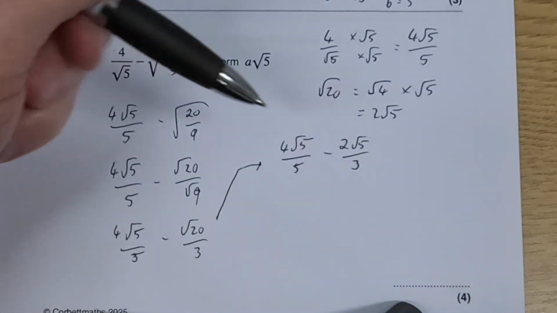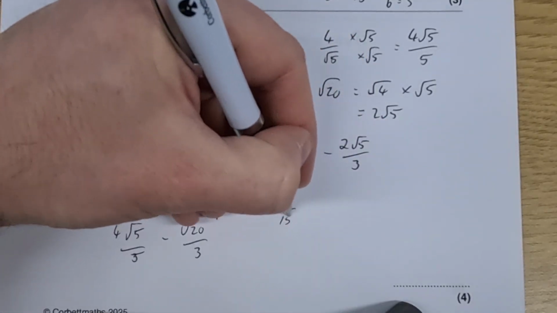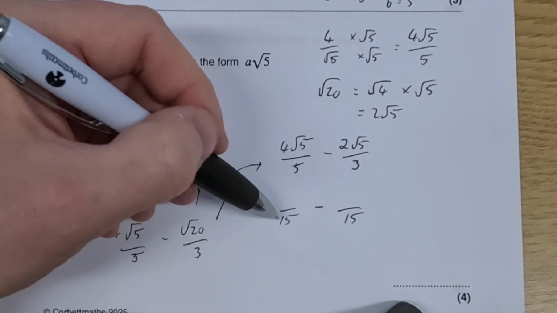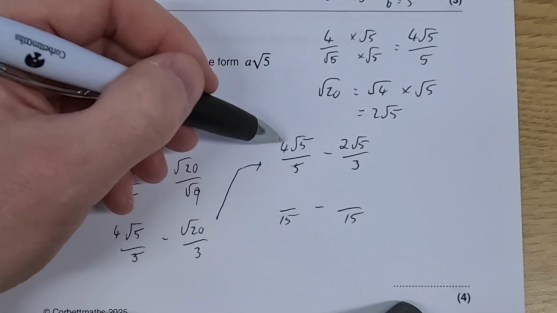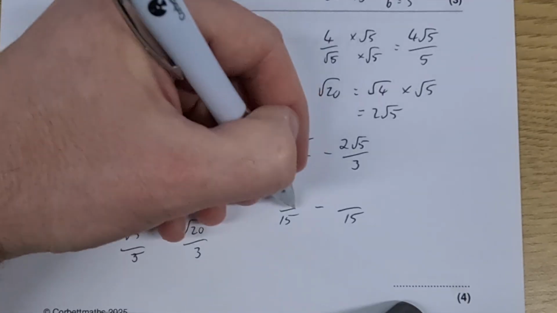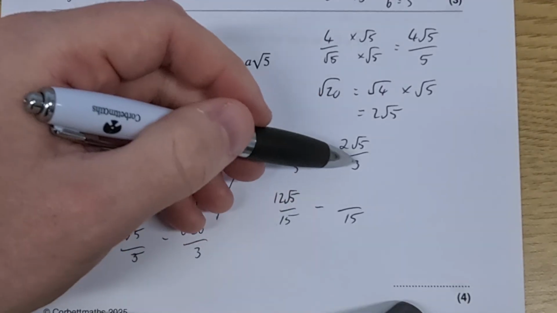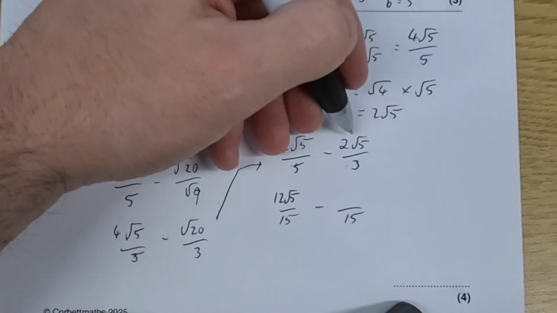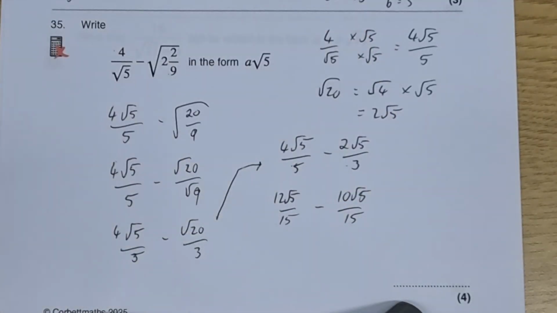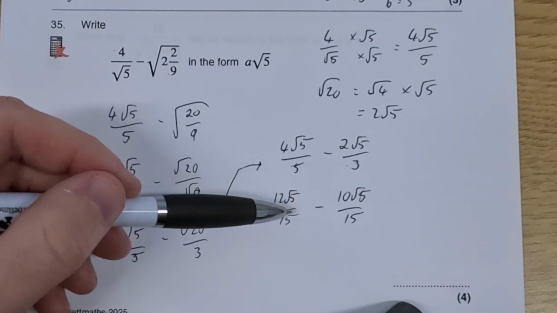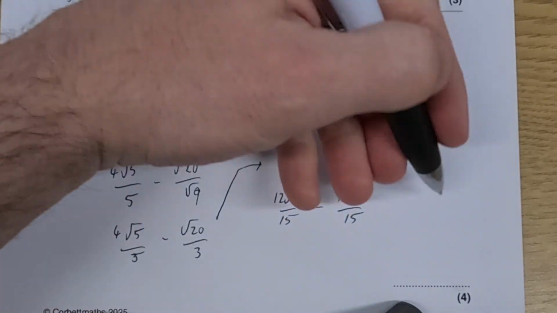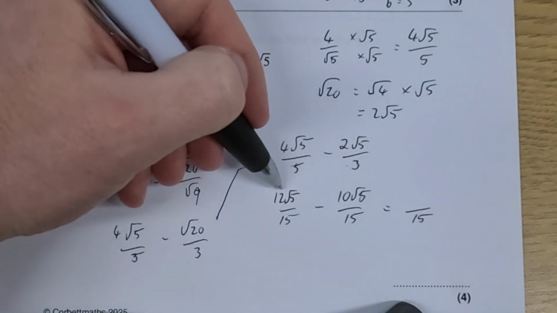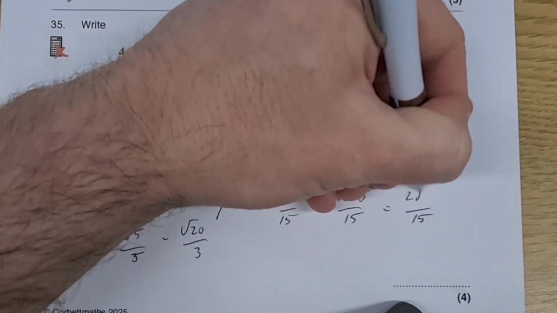Let's get a common denominator. So I'm thinking 15, so over 15 minus over 15. To get from 5 to 15, we times by 3, so let's multiply the numerator by 3. So if we've got 4 lots of root 5 and we times it by 3, we'd have 12 lots of root 5. And then here to get from 3 to 15, we times by 5, so let's multiply the numerator by 5, so that'll be equal to 10 root 5. And then finally, we've got 12 root 5 over 15, subtract 10 root 5 over 15. Well, they've both got the common denominator of 15. And then in terms of the numerator, 12 lots of root 5, take away 10 lots of root 5 will be 2 lots of root 5.